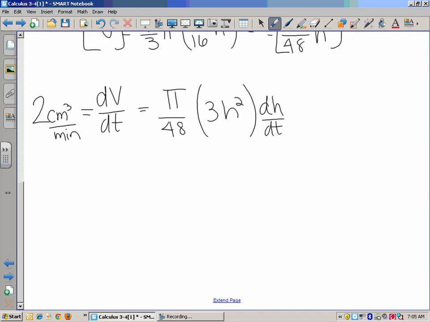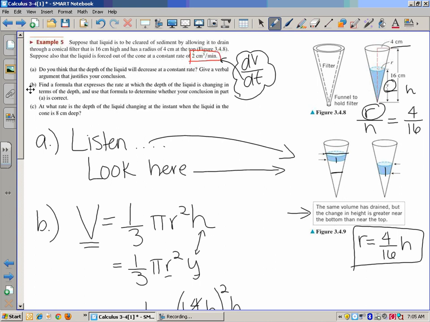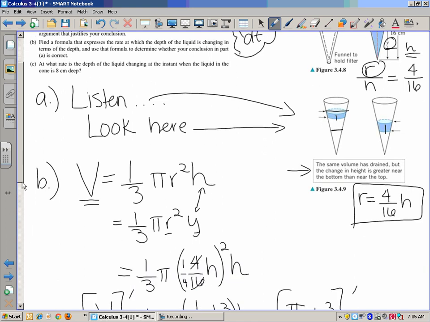So a little bit more algebra. Pi over 16 is equal to 2. And now they told me up here the rate at which the depth of the liquid is changing at the instant when the liquid is exactly 8 centimeters deep. So now they're telling me that h is equal to 8 centimeters.